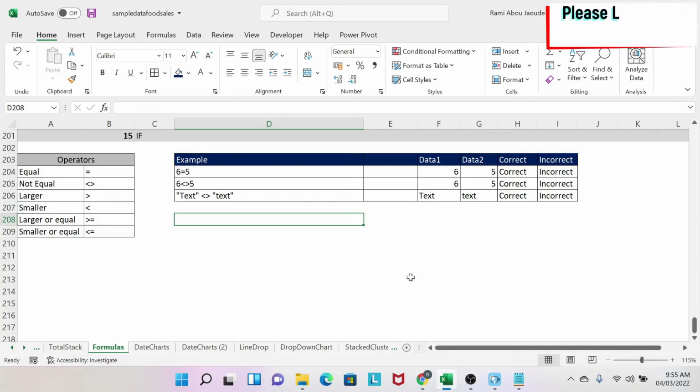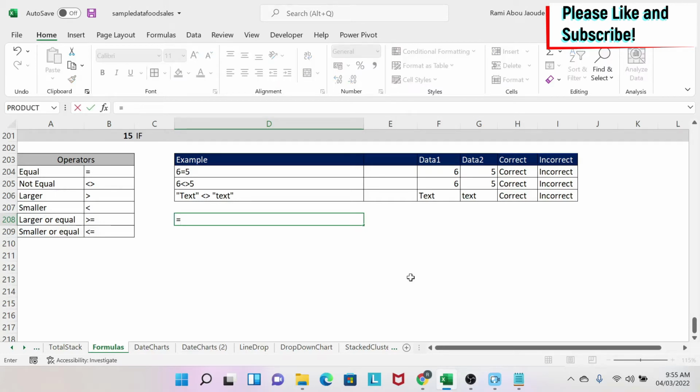The objective of this lesson is to learn about the IF formula, which is one of the most used formulas in Excel. So let's look at the parameters first. I'm going to write =IF, open parenthesis. I have a logical test first. The logical test is basically the condition you are testing, whether it's true or false.